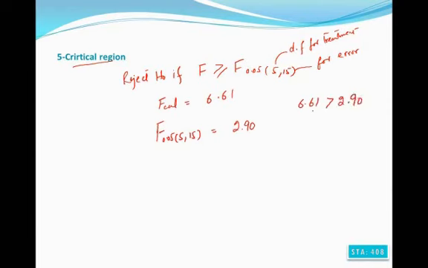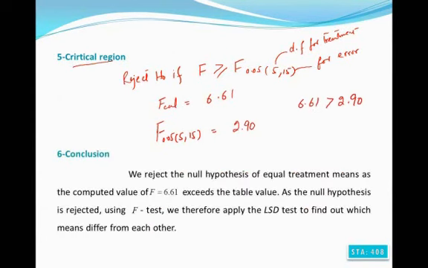How can you write the conclusion? We reject the null hypothesis of equal treatment means as the computed value of F, which is 6.61, exceeds the table value. As the null hypothesis is rejected using the F test, we therefore apply the LSD test to find out which means differ from each other.